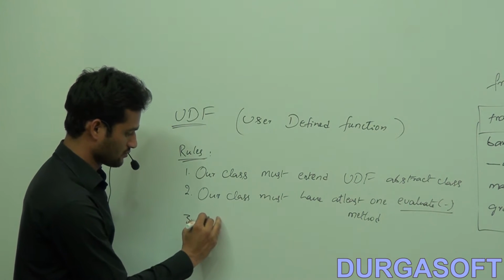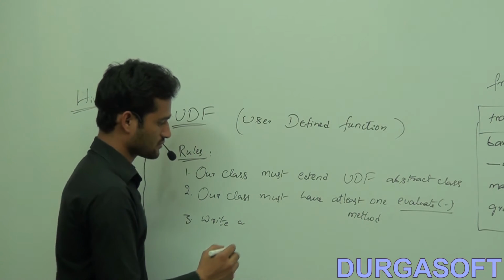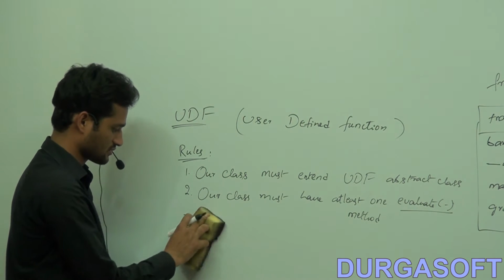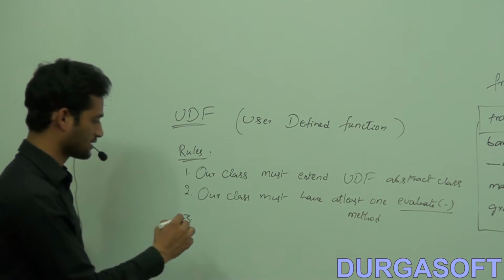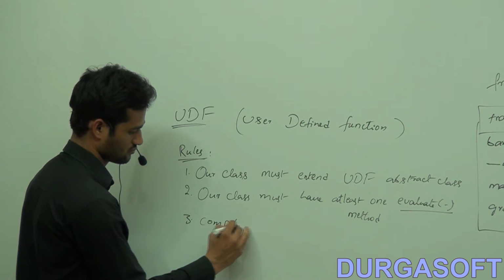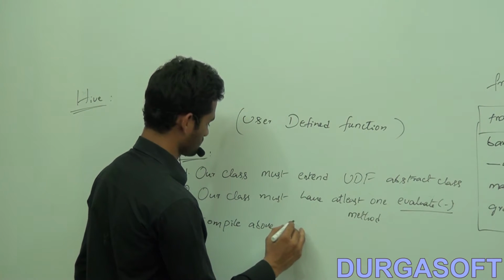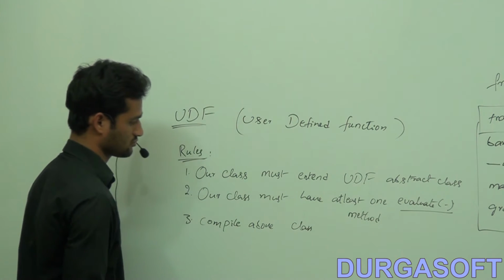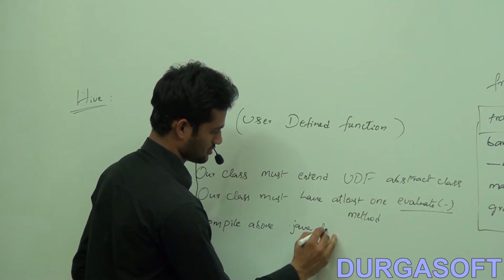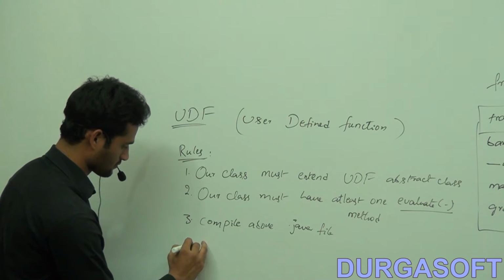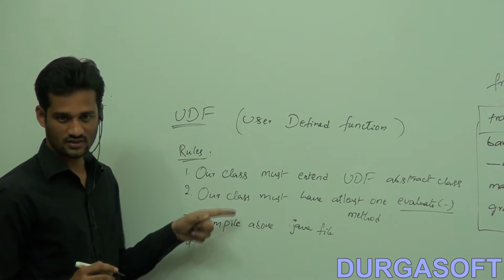Third one: after writing this program, you have to compile that one. Compile the above class, compile the above .java file. These are the rules.